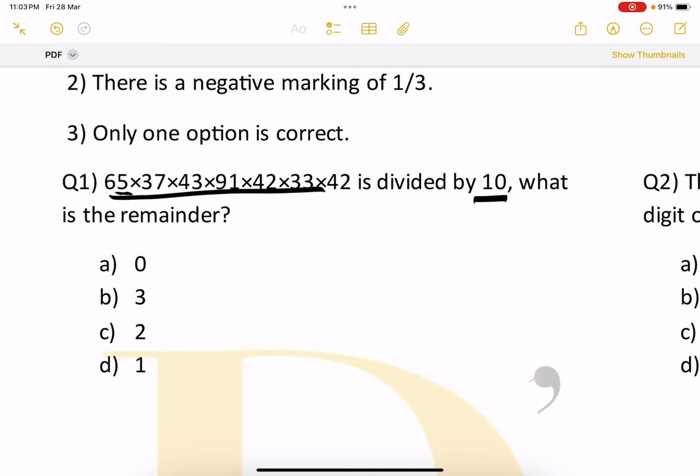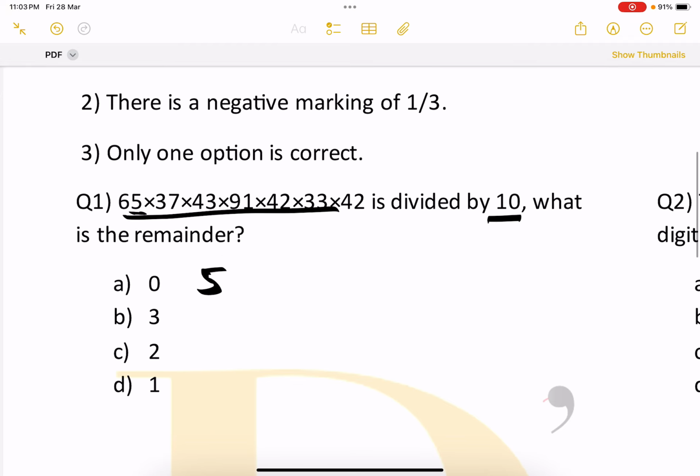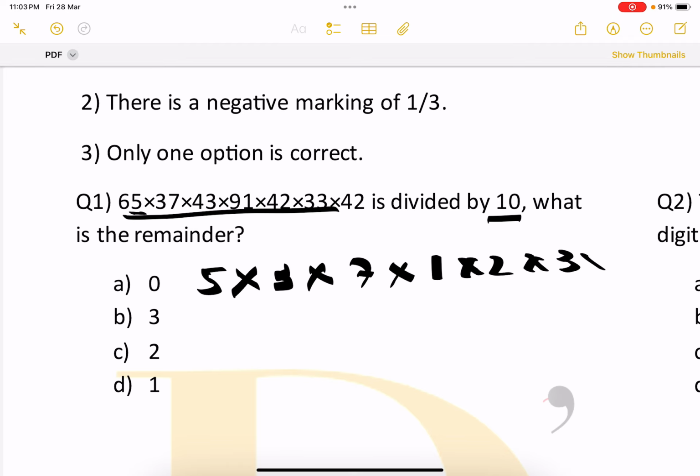जो पीछे की टर्म्स होती हैं किसी भी नंबर में, लास्ट टर्म, अगर हम किसी भी नंबर की तरफ राइट से चलना शुरू करेंगे तो जो हमें पहली डिजिट मिलती है वो उसकी यूनिट डिजिट होती है. तो हम कुछ नहीं करेंगे, जो इन नंबर्स में सब में लास्ट की डिजिट है उनको मल्टीप्लाई करेंगे आपस में. 5 इंटू 3 इंटू 7 into 1 into 2 into 3 into 2.